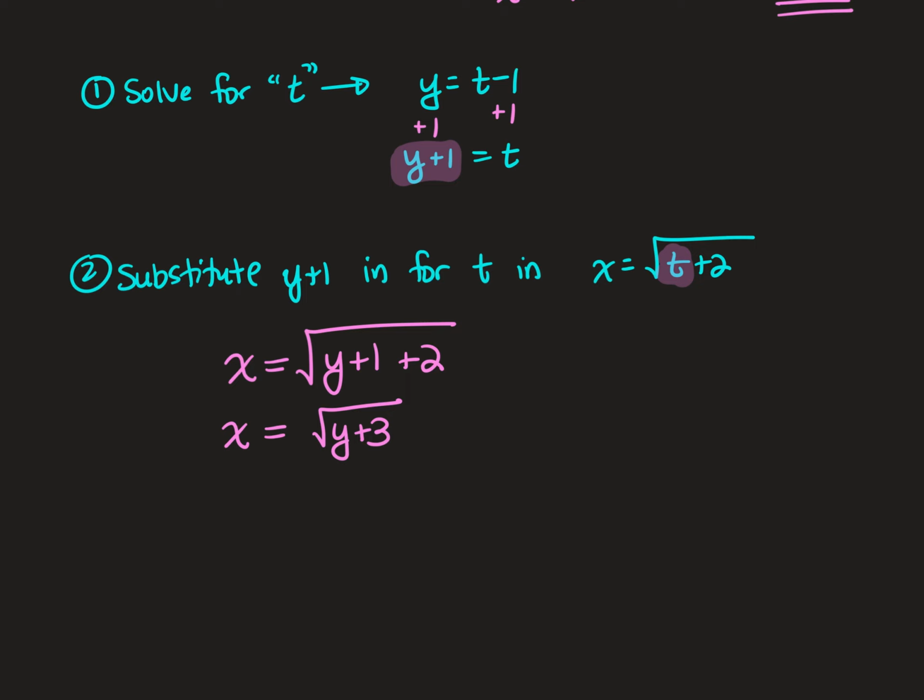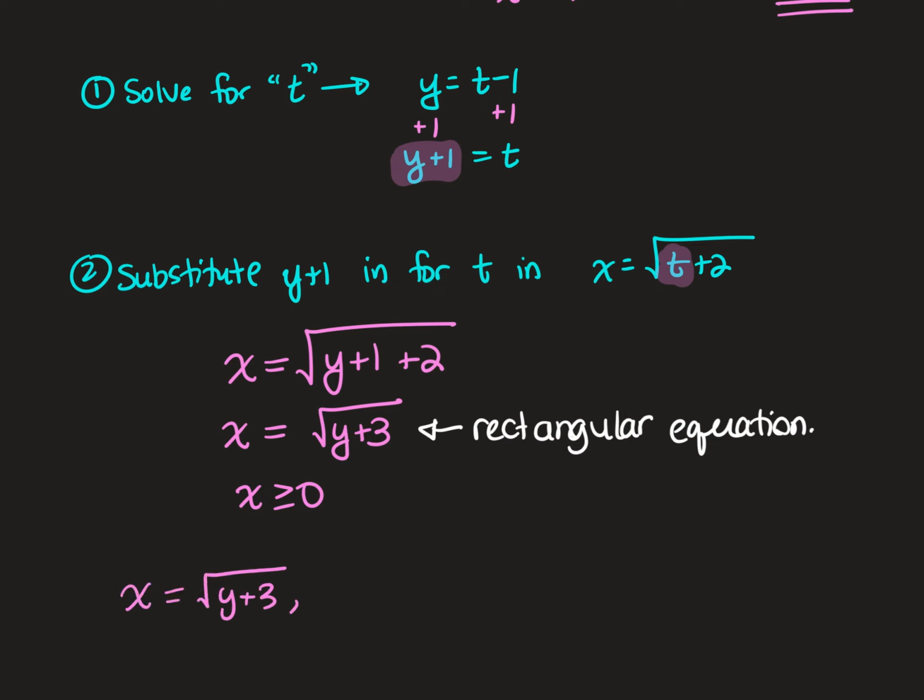Now, if I'm going to sketch a graph of this, it might be helpful if I solve it for y, but this is my rectangular equation. If I don't care about graphing, then I could just leave it like this. If I wanted to graph, then I'd probably square both sides and subtract 3, and that would give me a way to graph it. Now, the important thing to remember here is that we have a restriction on x. x has to be greater than or equal to 0. So when I write my answer, it is x equals the square root of y plus 3, comma, with all my x's greater than or equal to 0.